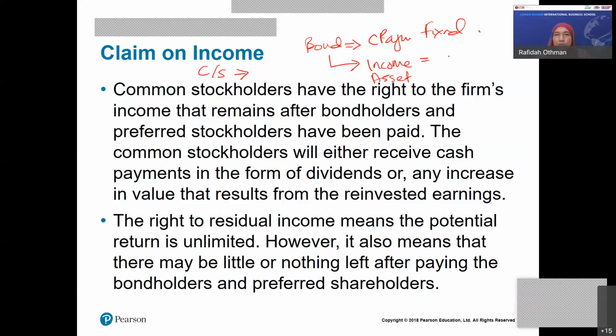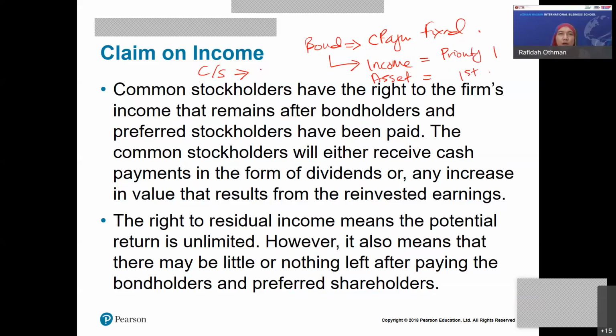Income from a bond is the coupon amount. Okay, so how about the priority? The bond has the first priority, right? So this is also the first priority.